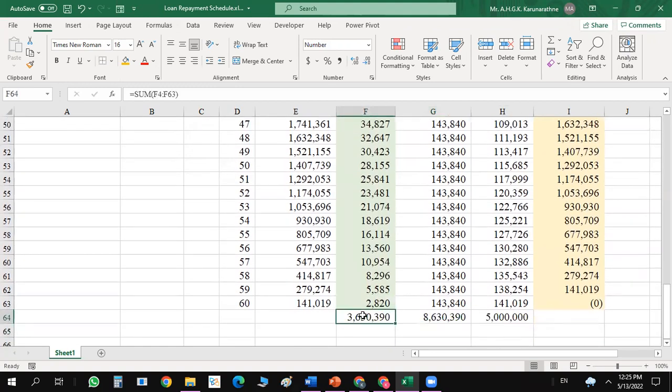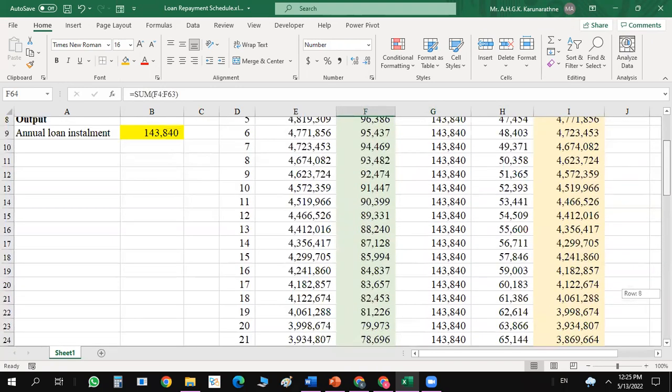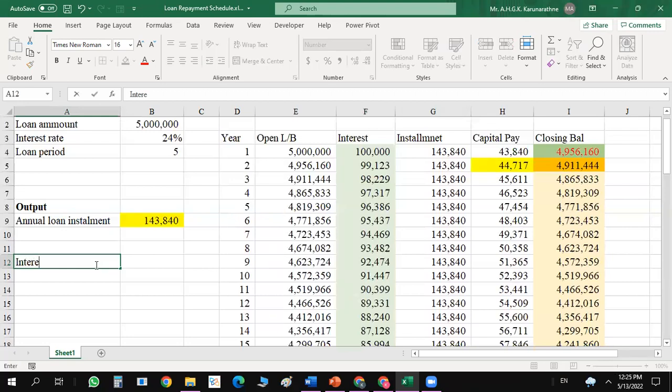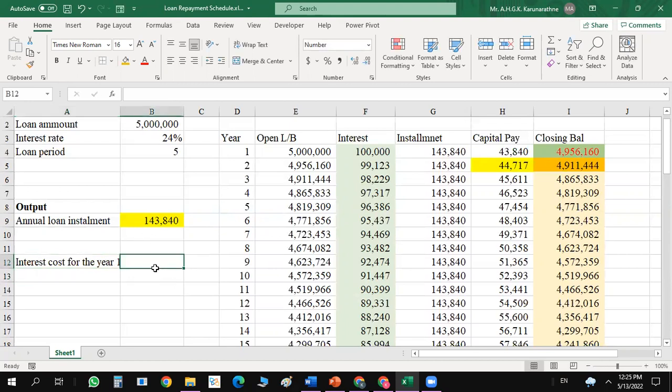Total loan interest accounting entries. Year 1 interest payment. Year 1 interest here. Interest cost for year 1.